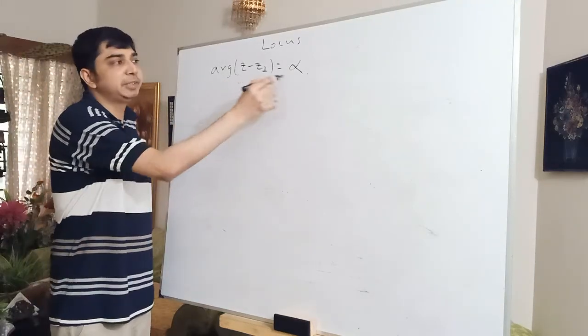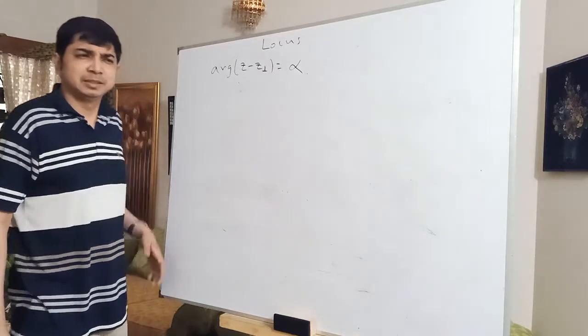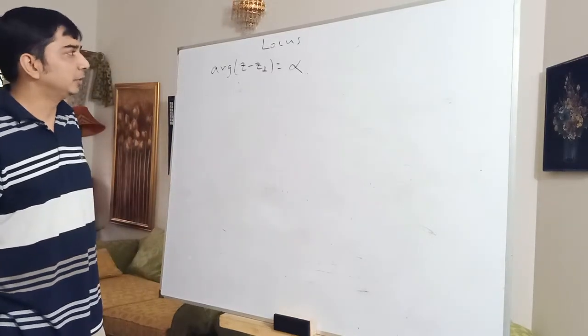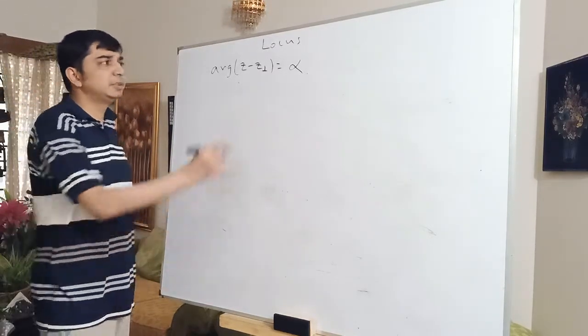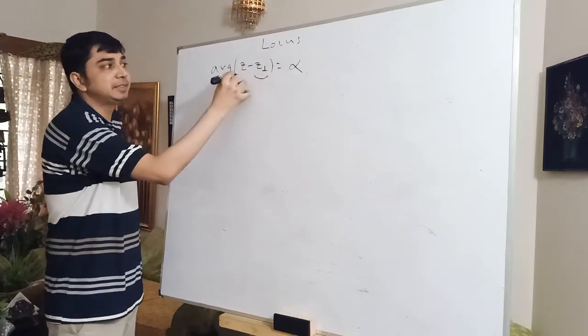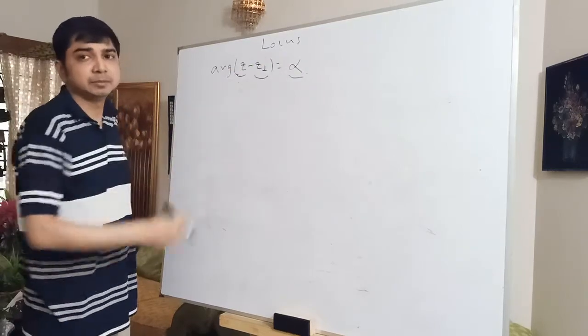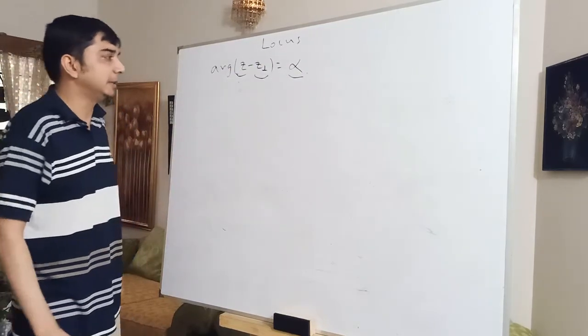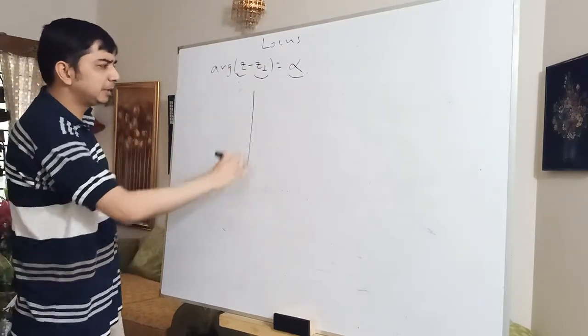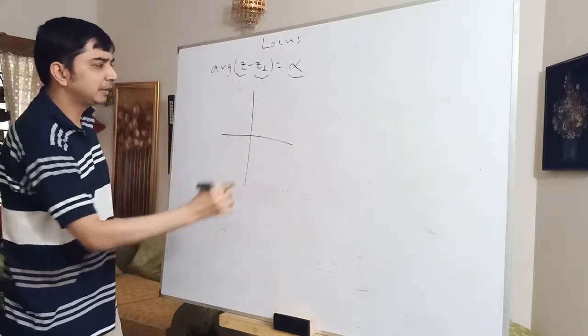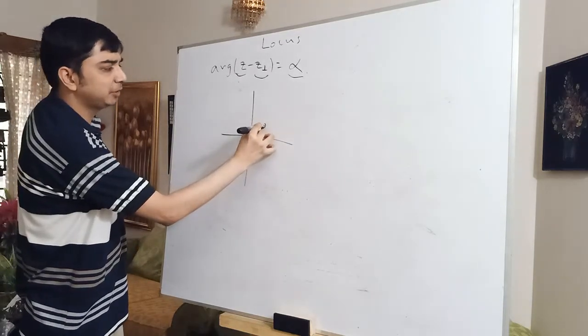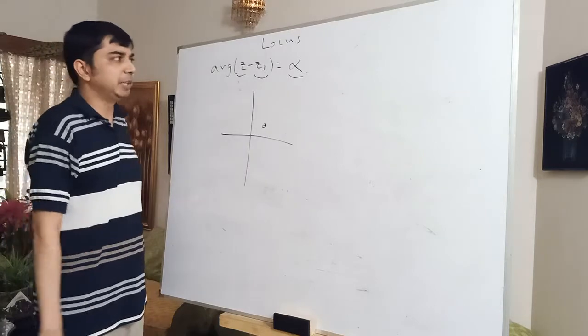argument z minus z1 is equal to alpha. This also represents a certain locus. So this point z1 is actually fixed and this is actually a variable. This is also a fixed angle. Argument, it refers to a particular angle. So now let's say z1 is this fixed point, and z is a variable.